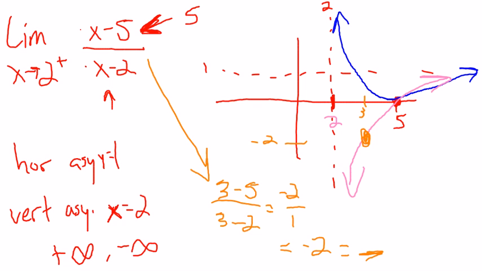And from there, I'm done. I know that it goes down. So I know that the limit as it approaches 2 from the right side is negative infinity.